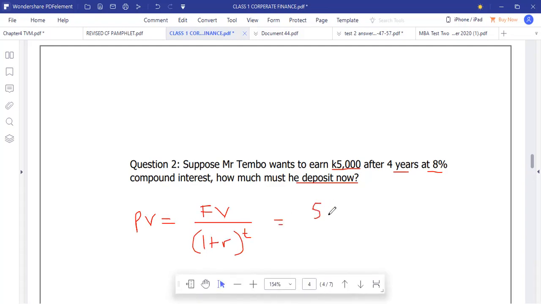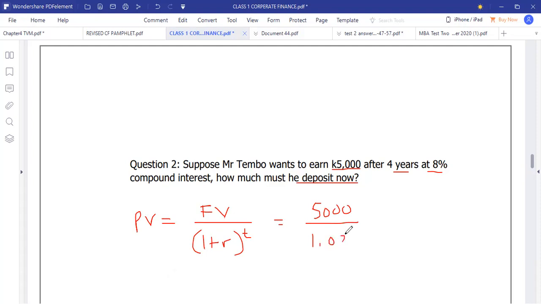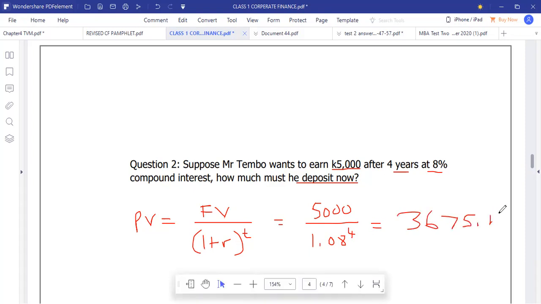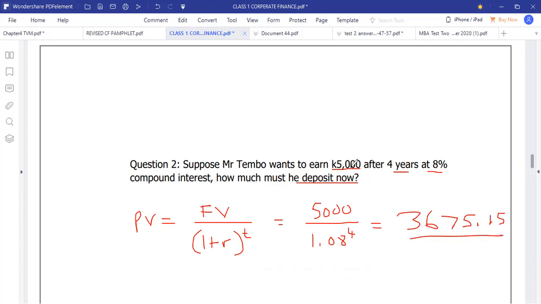So 5,000 over what? 1.08 to the power 4. Are we together? Yes. So when you divide that, we're going to get 3,675.15. So the present value must always be smaller than the future value.